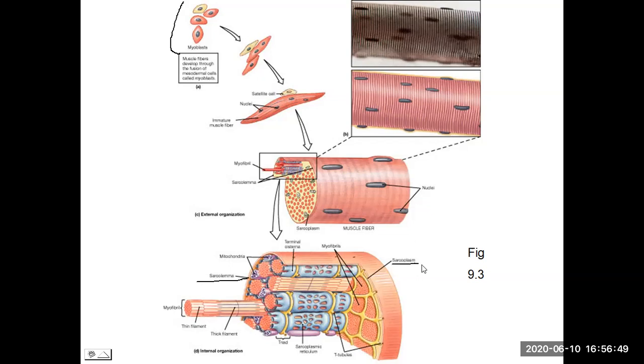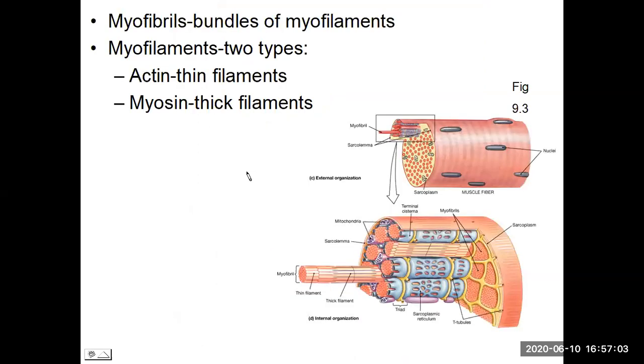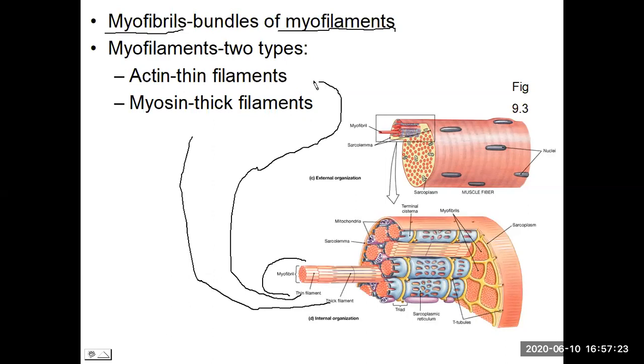So now we notice within the sarcoplasm, we start to see these bundles known as myofibrils. One skeletal muscle fiber is filled with, you notice here, dozens and dozens of myofibrils. Going into a smaller scale, the myofibrils themselves are made of bundles of multiple myofilaments. And they come in two varieties. You notice there's a thick myofilament and a thin myofilament.